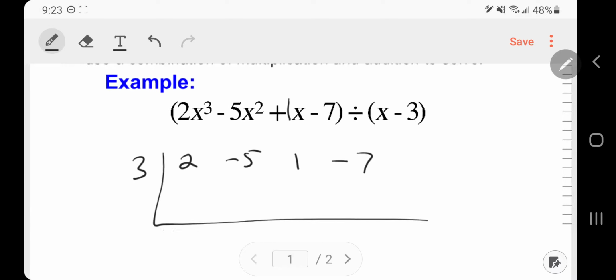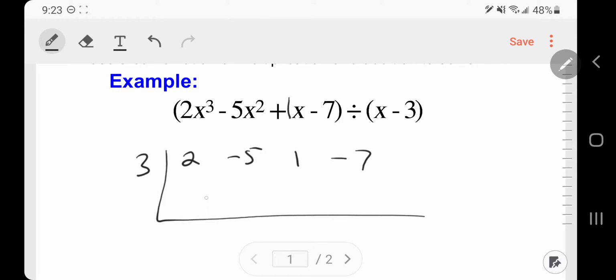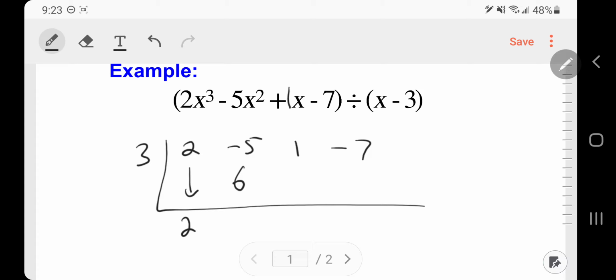All right, now this is where our actual process of solving this starts. I'm going to bring down my first number. And now I'm going to multiply this bottom number times our divisor. So 2 times 3, and I'm going to write my answer underneath my next term. So 2 times 3 is going to be 6, and I'm going to write it underneath my next term. All right, I'm going to combine my terms here, 6 and negative 5. That's going to give me a 1.